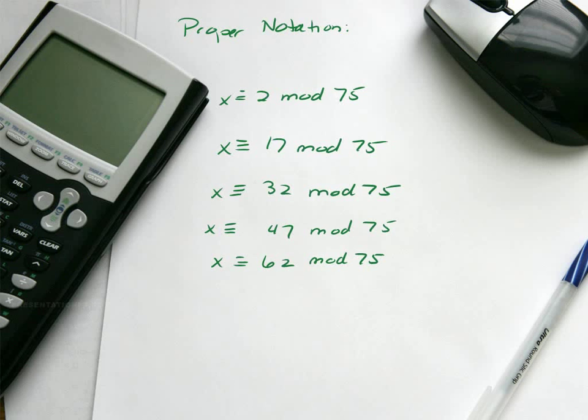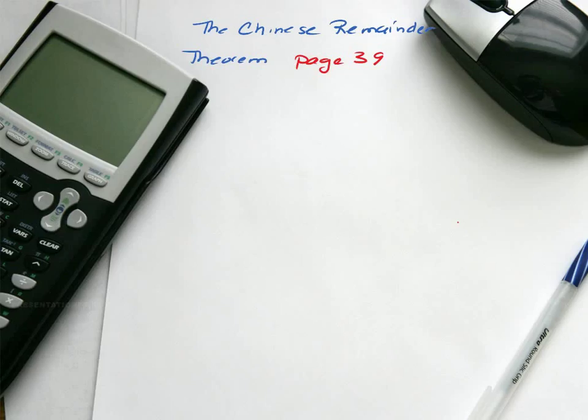I have 3 examples online. I think I posted the PowerPoints, so you're welcome to go through the PowerPoints and go through all the linear equations. They become cookie cutter after a while. They're a procedure. The Chinese remainder theorem is on page 39. That's where we are at now.